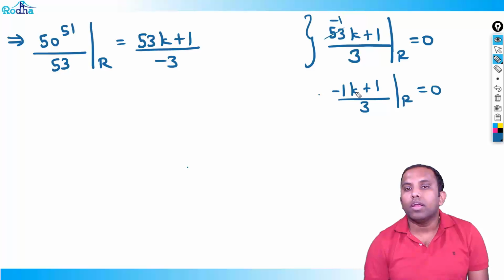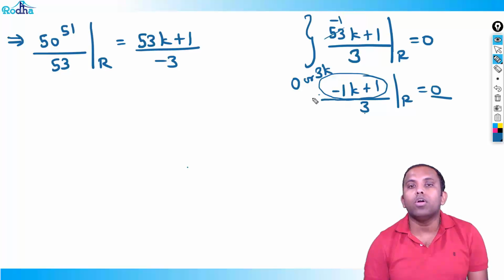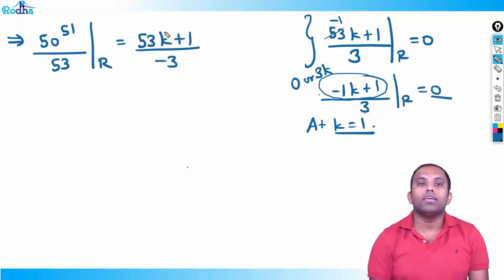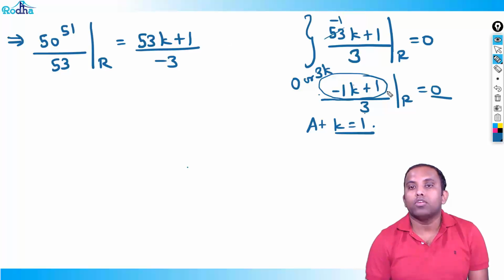That means you can simply observe at what value of k you will get this numerator. This numerator should be either 0 or a multiple of 3, because any multiple of 3 divided by 3 will give me the required remainder as 0. So at what value of k will I get 0? Simply at k equal to 1, we get the numerator as 0, that means the remainder is 0. That means k equal to 1 satisfies.